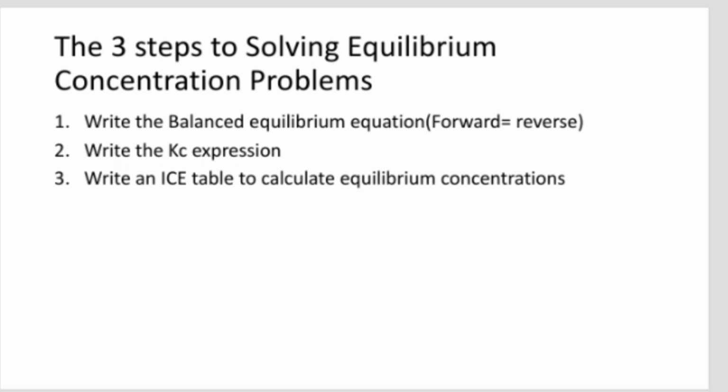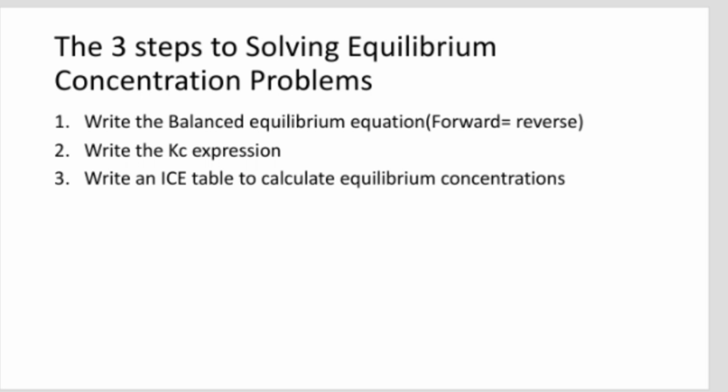So, there are three steps to solving equilibrium concentration problems. The first one is write the balanced equilibrium equation. For example, they might give you a statement, maybe this and this react to form what and what. So write the balanced equilibrium equation. Sometimes they usually give it.